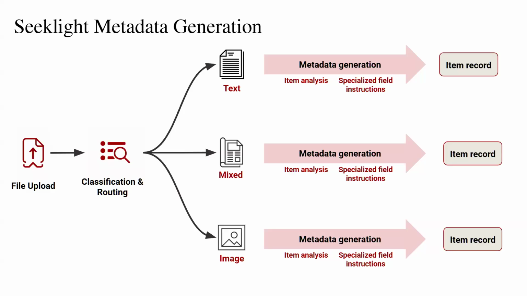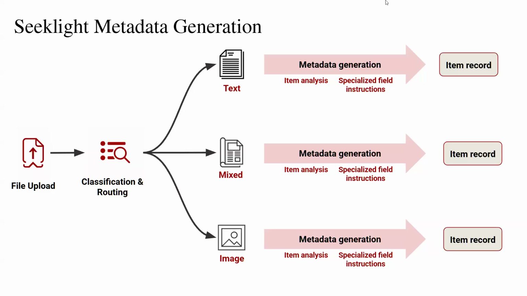These instructions are tailored to the item types, which is why that classification step is really important, because we are really doing some refined instructing to make that metadata output tailored to the correct item type. And then once that metadata has been generated, it is returned back to stewardship in the form of the item record.